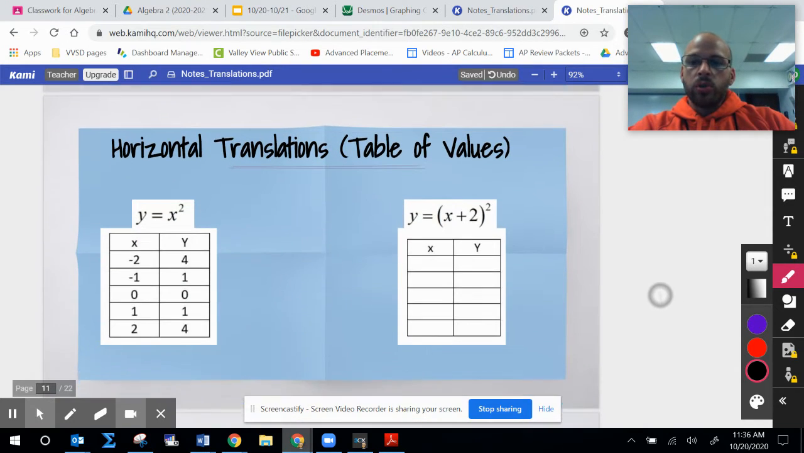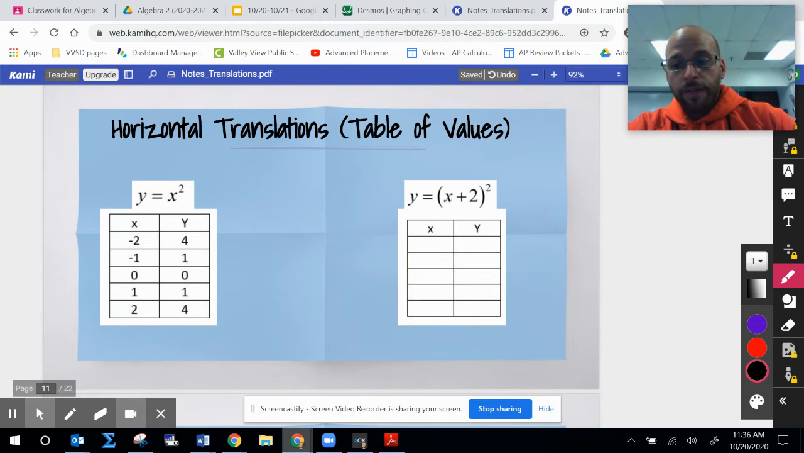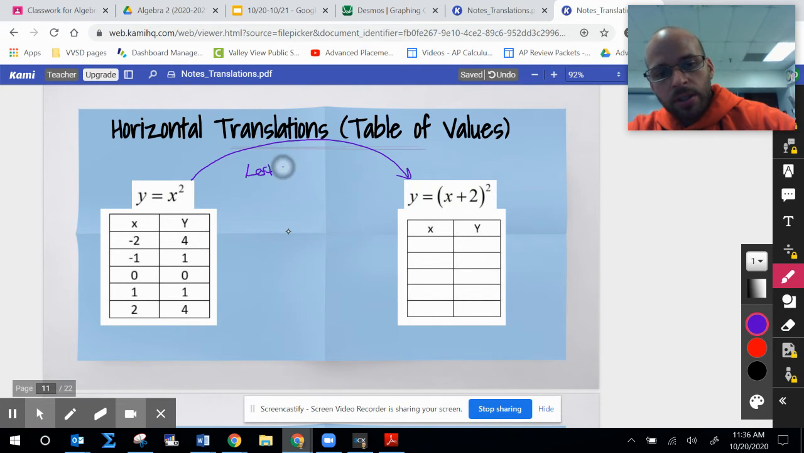Now, let's do it again, just so you can see. First, we want to identify what is the transformation that's taking place. So if I go from x squared to (x plus 2) squared, this is going to move left 2 units. Okay? Now, if I move left 2 units, I want to shift all the x values 2 units left. So I'm going to subtract 2 from all the x values.